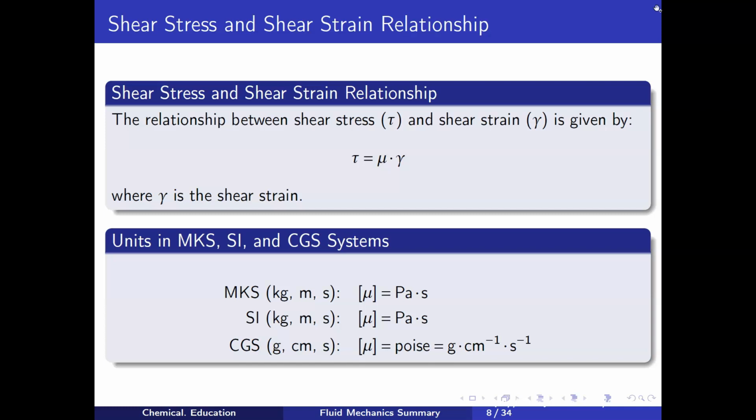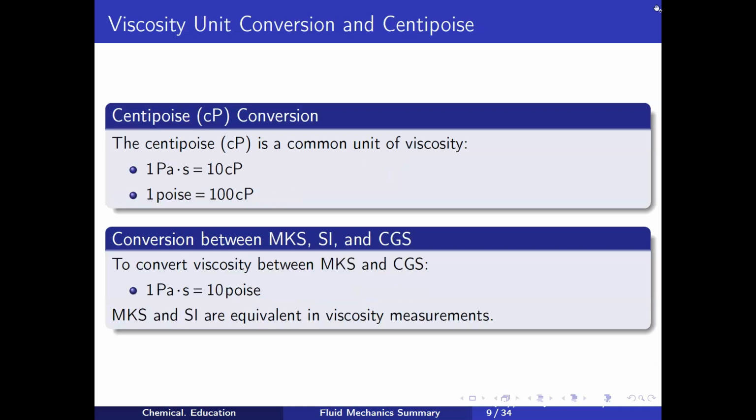Now units in MKS, SI and CGS systems. So viscosity unit in MKS system is Pascal second, SI unit is also the same, Pascal second, and CGS unit is poise, that is nothing but gram per centimeter second. That is very important. Then centipoise. The centipoise is a common unit of viscosity. So 1 Pascal second is nothing but 1000 centipoise. So 1 poise is equal to 100 centipoise.